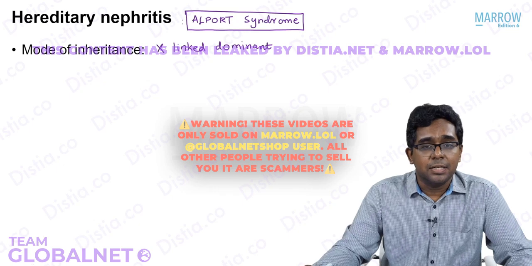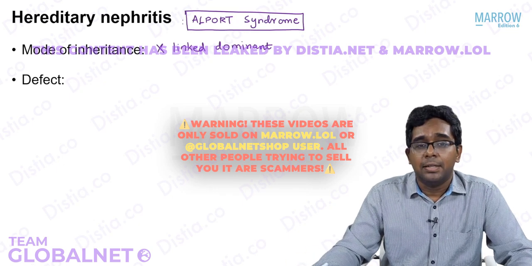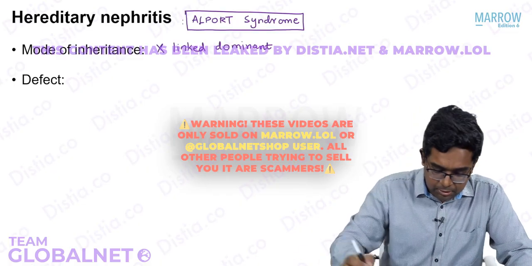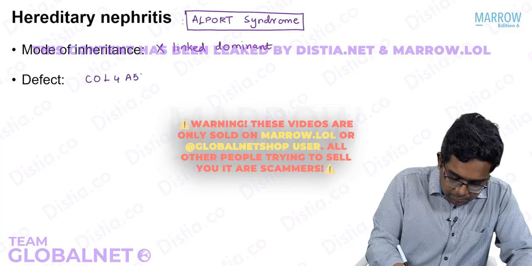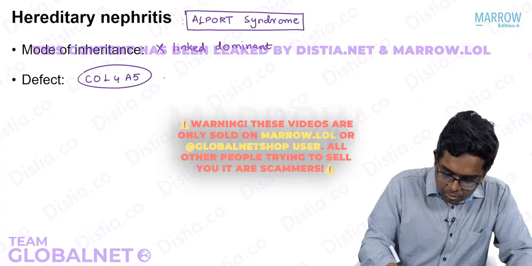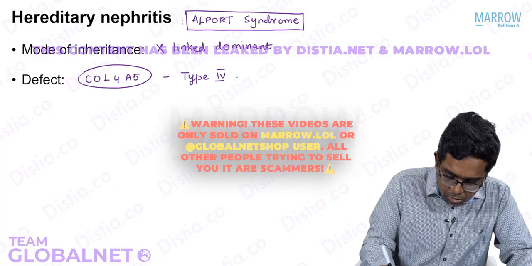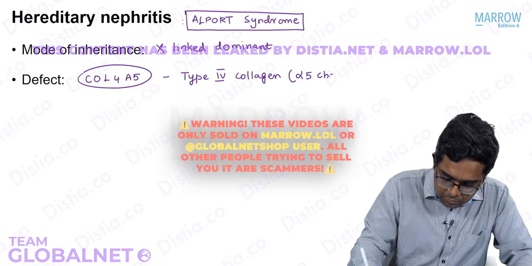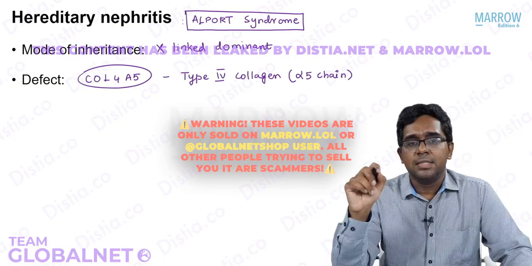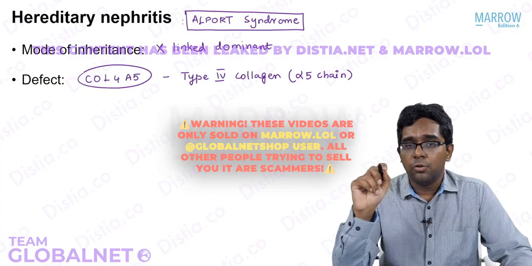Okay, and this condition is characterized by a defect in the collagen, and the name of that gene is called Col4A5, which codes for type 4 collagen. That's why it's called Col4. And A5 refers to the alpha 5 chain of this collagen. This is the defect in Alport syndrome, and that is why the name is Col4A5.